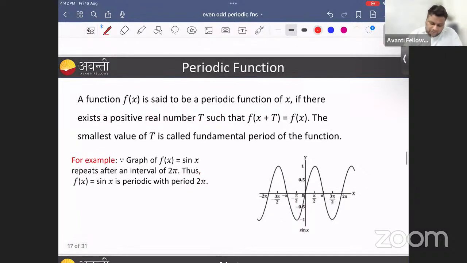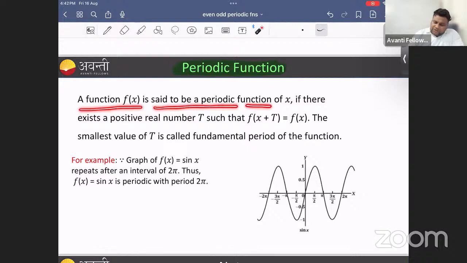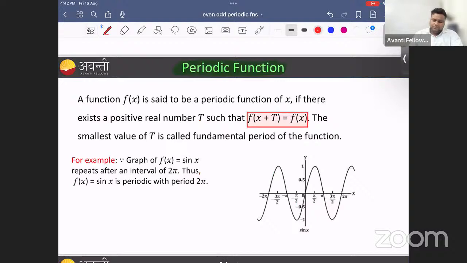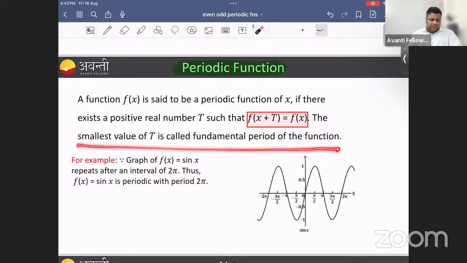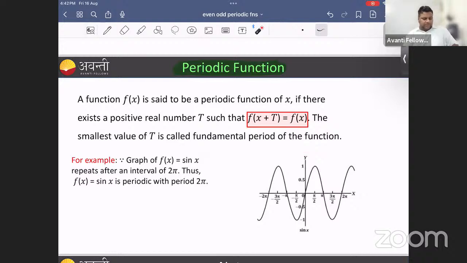Periodic function. Again, a very important portion from the JEE point of view. See, a function f(x) is said to be a periodic function of x if there exists a positive real number T such that f(x + T) equals f(x). Got it? This is important. The smallest value of T is called the fundamental period of the function. Got it?